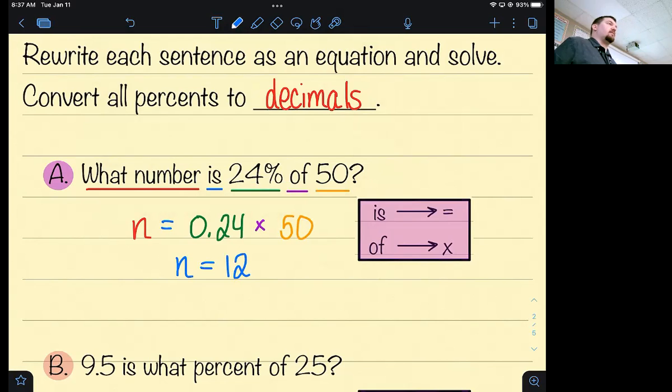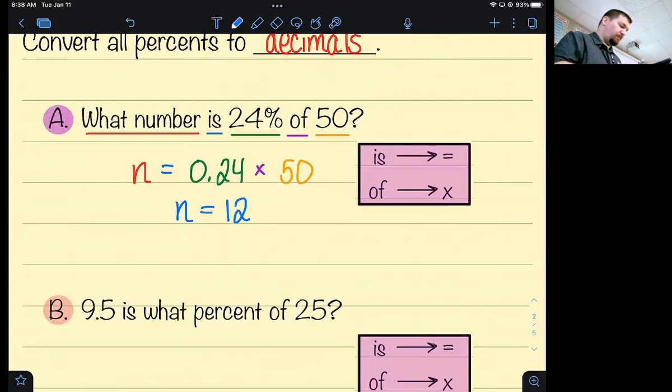Once you're done, I want you to think about that, see if that answer makes sense. 24% is close to 25%, which is a quarter. It's 1/4 of the way. I would say 12 is 1/4 of the way to 50, or close to it, right? So that makes sense. 24% isn't a lot. 12 is not a huge chunk of 50, so that makes sense. Move on to question B.